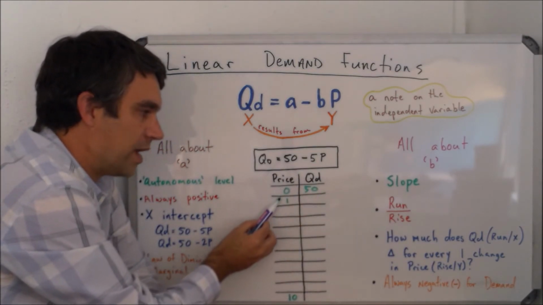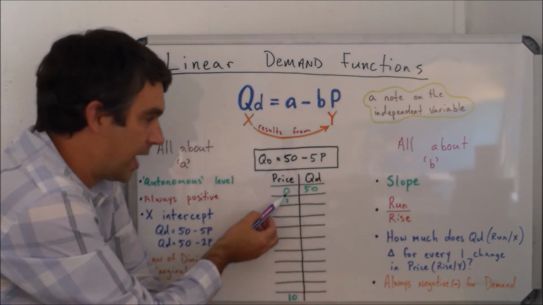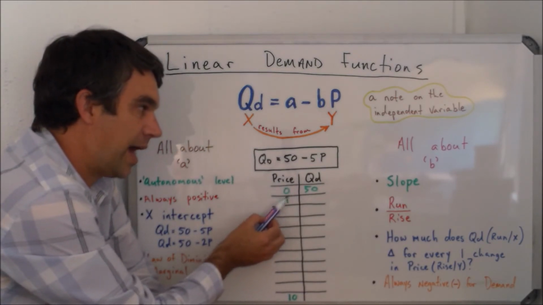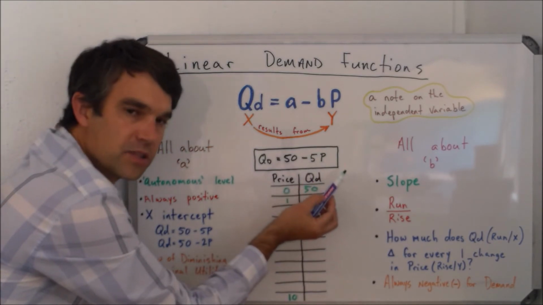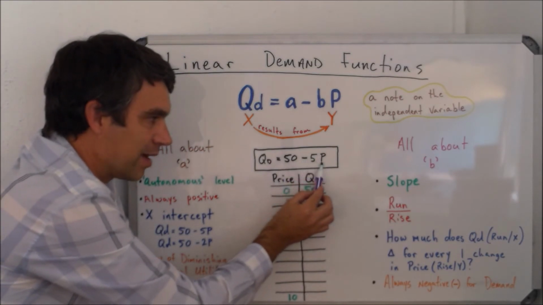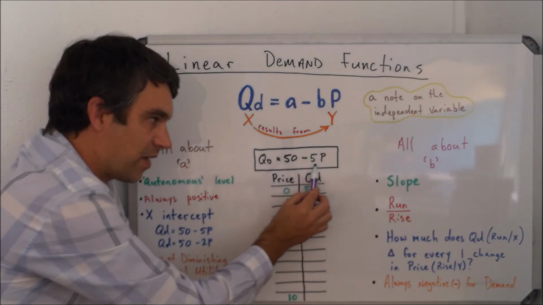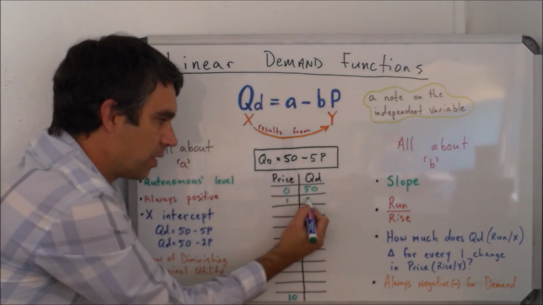Okay? Now if we raise the price by 1, we expect demand to fall. That's just the law of demand. How much is it going to fall by? It's going to fall by the value of that coefficient. Let's go ahead and prove it mathematically though. So if we do 50 minus 5, plug in the price 1, that's 5 times 1 is still 5. So 50 minus 5 is 45.